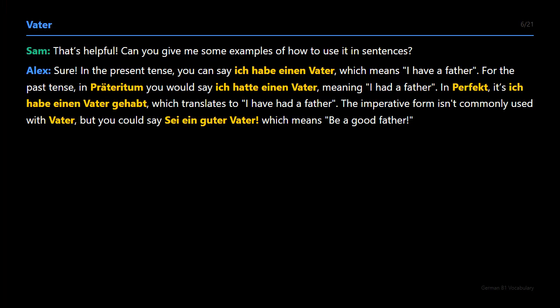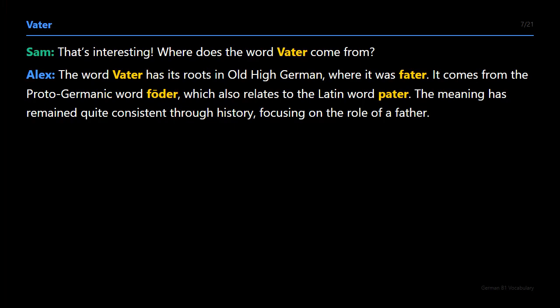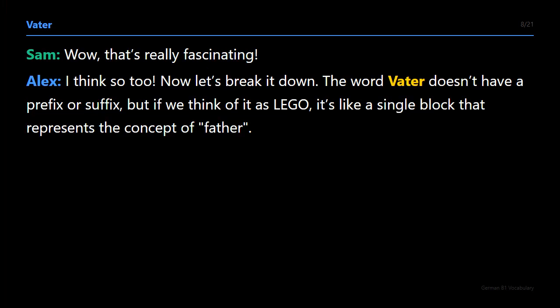That's interesting. Where does the word Vater come from? The word Vater has its roots in Old High German, where it was Vater. It comes from the Proto-Germanic word fadar, which also relates to the Latin word pater. The meaning has remained quite consistent through history, focusing on the role of a father. Wow, that's really fascinating. I think so too.